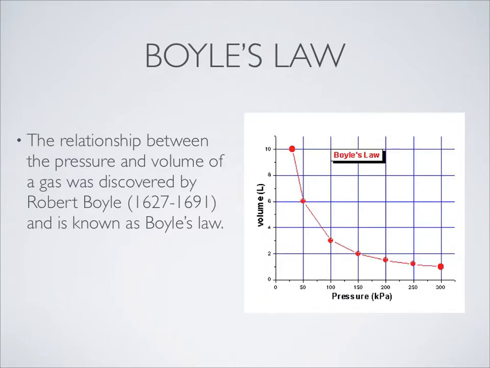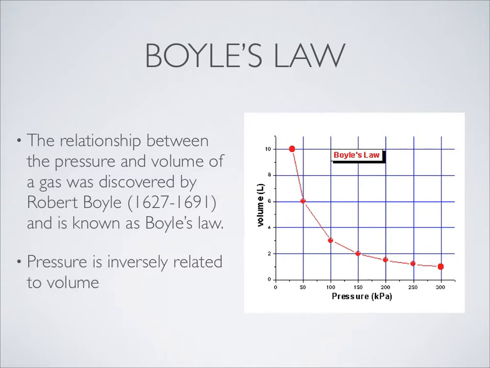Alright, so here's Boyle's law, and this was discovered by a guy named Robert Boyle. He lived between 1627 and 1691, and what he found out was that pressure and volume are related. As he increases the pressure, the volume goes down. That makes common sense if you think about it. But up until this point, they didn't know for sure that it was directly related. That's what Boyle proved, that it is inversely related. As one goes up, the other one goes down.